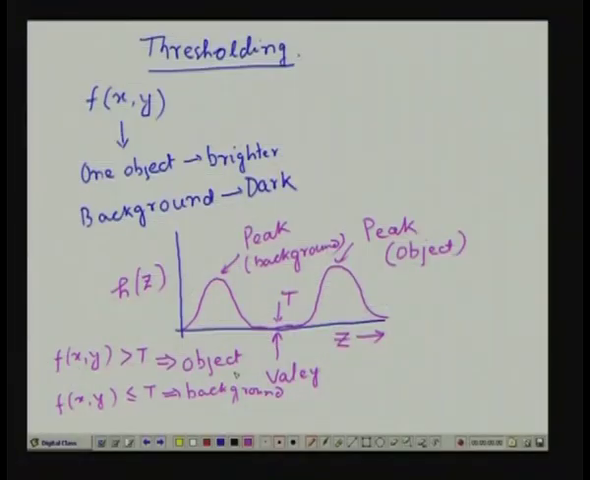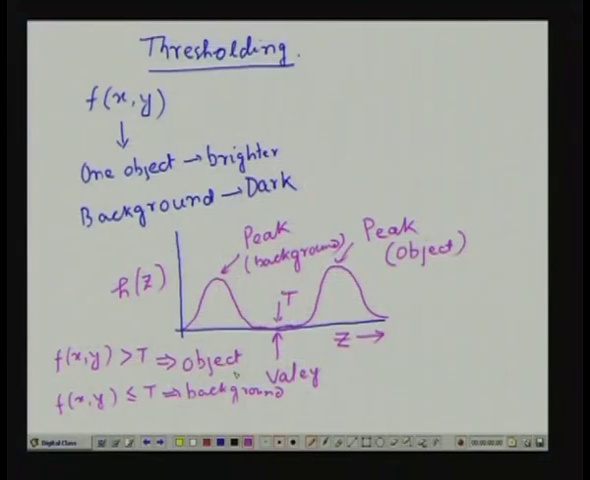So, what we have to do is choose a threshold in the valley region and then check the image. The segmentation is simply testing each and every pixel to check whether its intensity value is less than the threshold or greater than the threshold. If the intensity value is greater than the threshold, then the pixel belongs to an object, whereas if it is less than or equal to the threshold, the pixel belongs to the background.